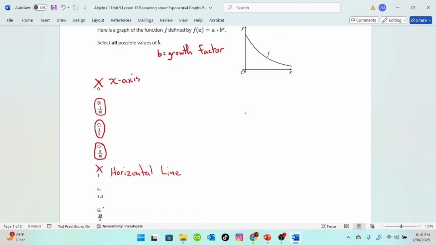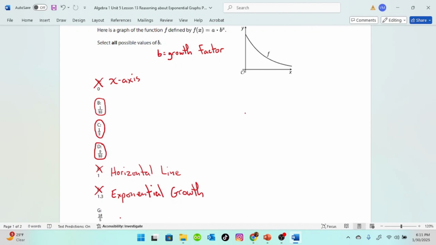Next, F says we're multiplying by 1.3. Well, if I keep multiplying by 1.3 every time, then my y value would continue getting larger, and I would see exponential growth. We don't see exponential growth in this graph. We have exponential decay. So F is not a correct answer.